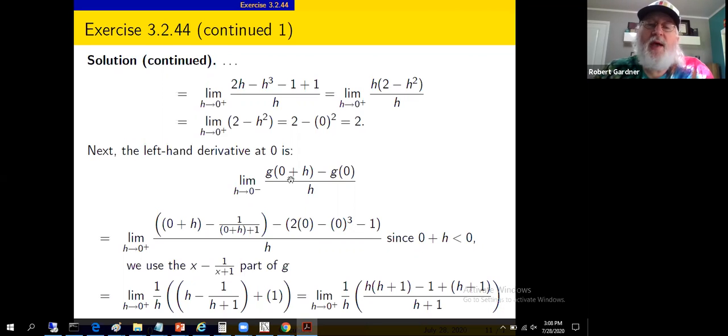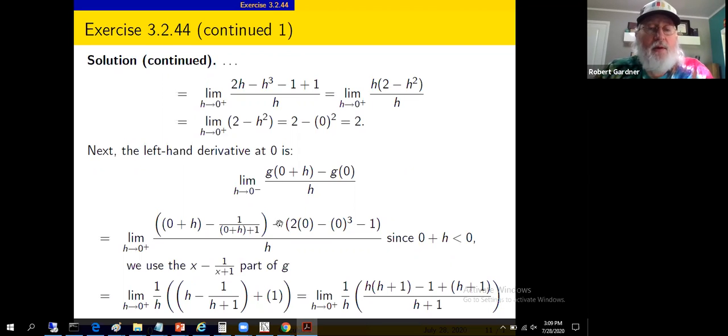0 plus h, what's up with that? Well, h is a little negative number. So 0 plus h is a little negative number. Well, you use this x minus 1 over x plus 1 part of g when you input negative stuff. So what's g of this little negative number? Little negative number minus 1 over little negative number plus 1. It'd be (0 plus h) minus 1 over, wherever there's an x, put a (0 plus h) plus 1. Stuff in parentheses is where the x's are down here. We're substituting in 0 plus h. Why did you use this piece? Because 0 plus h is negative, and that's the piece you use when you have negative inputs.